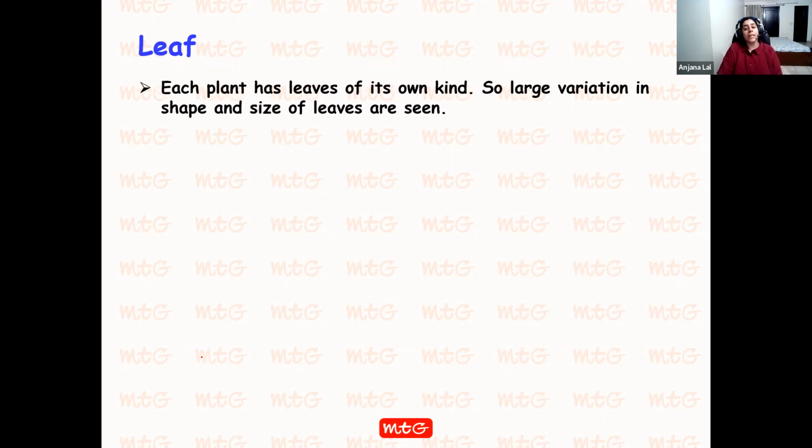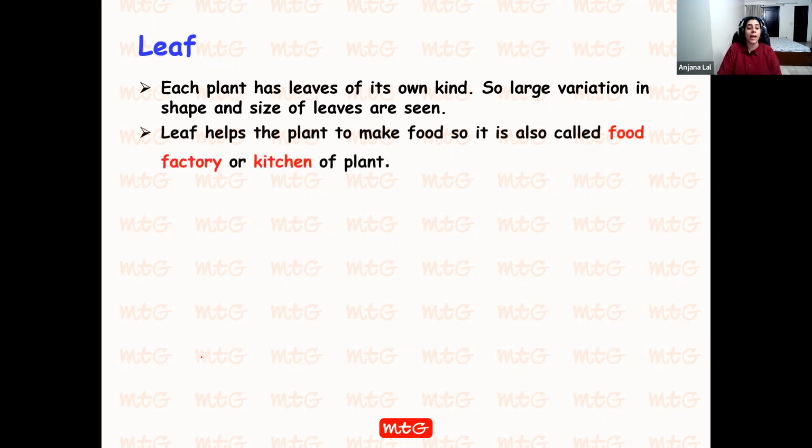Each plant has leaves of its own kind, so large variation in shape and sizes. Some leaves are really large, some leaves are really small. And leaves help the plant to make food. They are also known as the kitchen factories. And what is the process through which the leaves make their food? Let's see who can answer. Who's going to raise their hand? Rehan has got a chance. Somebody would like to answer. What is the process through which green plants make the food?